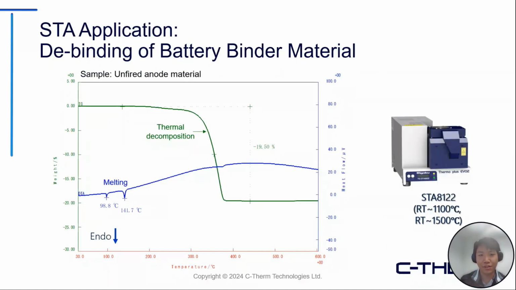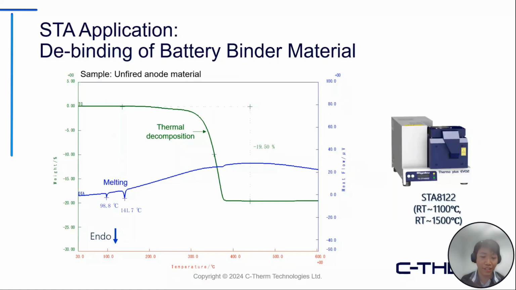This is an application where unfired anode material was measured from room temperature to 600 degrees Celsius. As we all know, when we use a battery, it inevitably heats up due to its ohmic effect. And if the thermal characteristics of the battery material were not well known, it might lead to unexpected consequences in terms of battery failing, or perhaps combustion might occur in that temperature range.